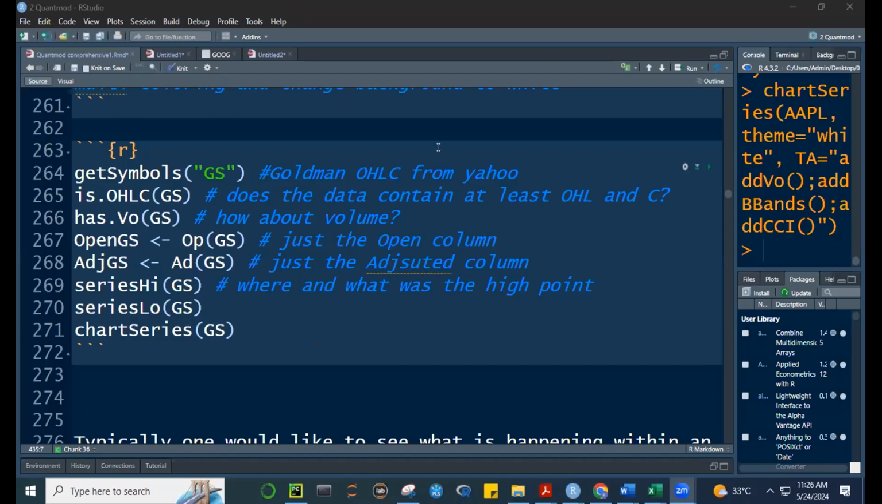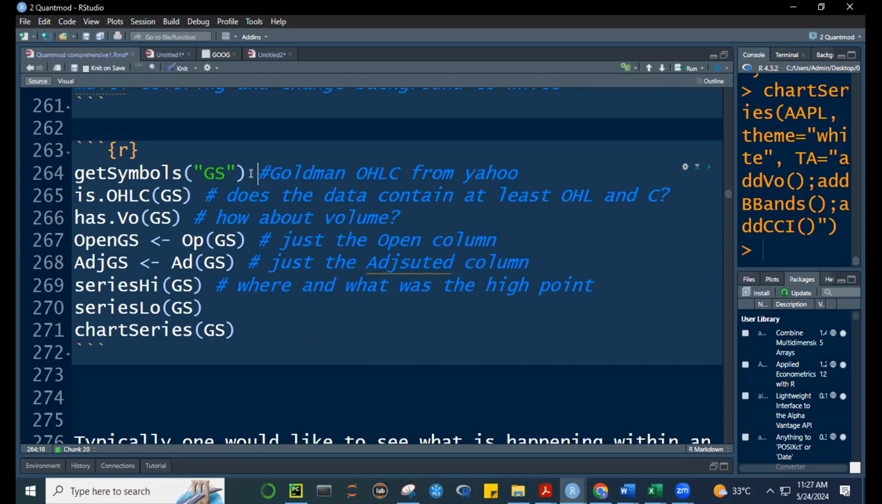Good morning, everyone. Today we're going to continue our discussion on the features, the attributes, the functionalities of Quantmod. We said that Quantmod is a very powerful quantitative financial modeling package where we can do a lot of processes with regard to financial data.